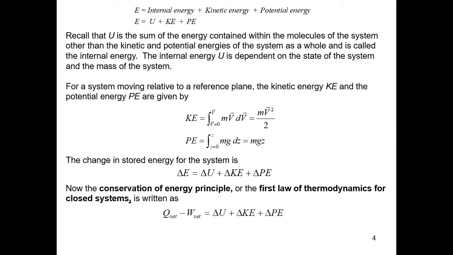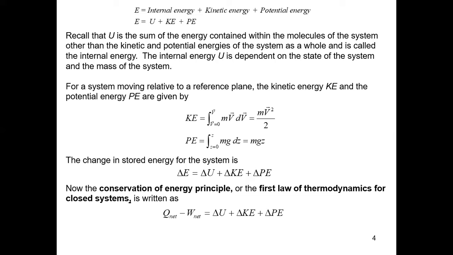Kinetic energy, of course, is mass multiplied by velocity squared divided by 2. The arrow indicates that velocity is a vector quantity. Potential energy, of course, is the mass times the gravitational constant multiplied by the change in height. So the change in stored energy of the system, delta E, is change in internal energy plus change in kinetic energy plus change in potential energy.